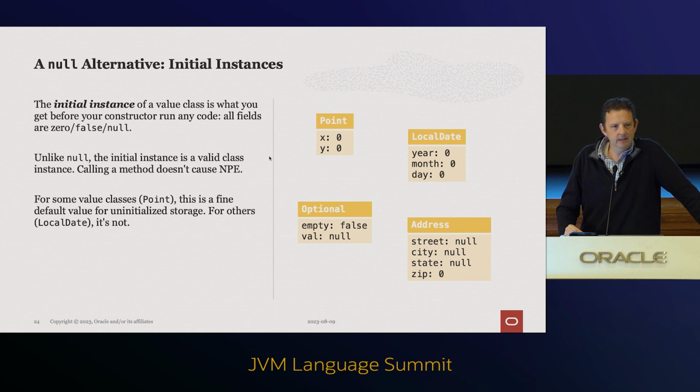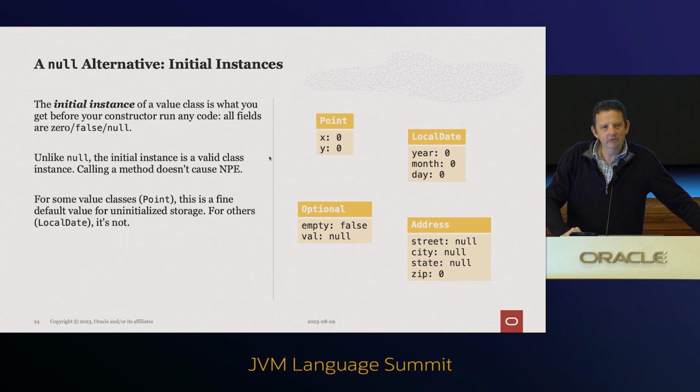And for some classes, that's great. Point, for example, the point 0, 0, that's a really good object that I'm happy to operate on, and I'm happy with my array being filled with zeros. LocalDate, that's a little trickier. Year 0, month 0, day 0 is not actually a valid encoding of a date. We could change the encoding of the fields, of course, but what are you going to set it to? Do you really want 1970 January 1st to pop up in all of your code operating on dates? LocalDate is sort of a different category.